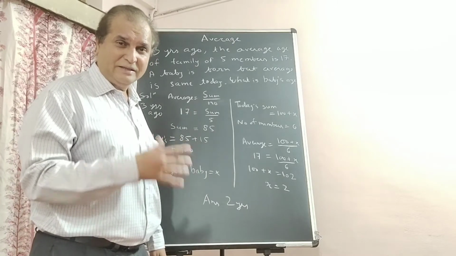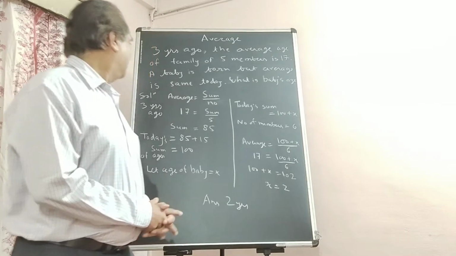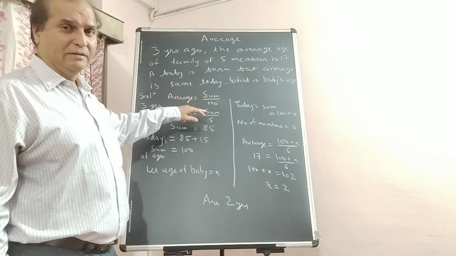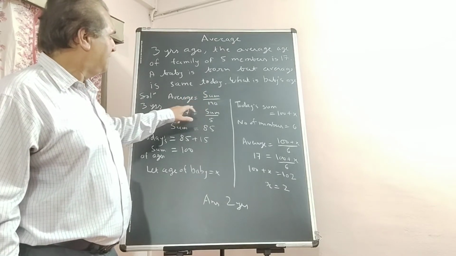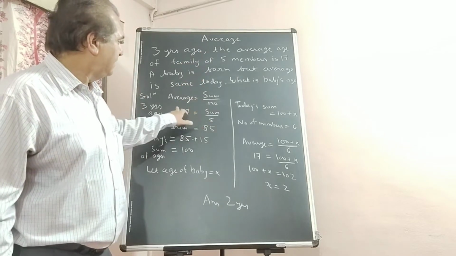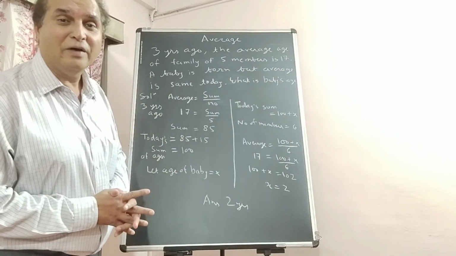In the last 3 years somewhere, a baby is born. Okay. So average was 17, equal to sum upon number. Sum of observation upon number of observation. 17 equal to sum upon total family members 5. 17 fives are 85, the total sum of ages of all 5 family members.